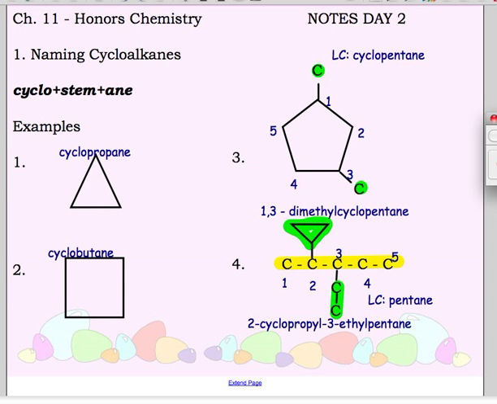Just make sure alphabetically cyclopropyl is before ethyl. And then again, this one was slightly different because the cyclo wasn't the most important thing.